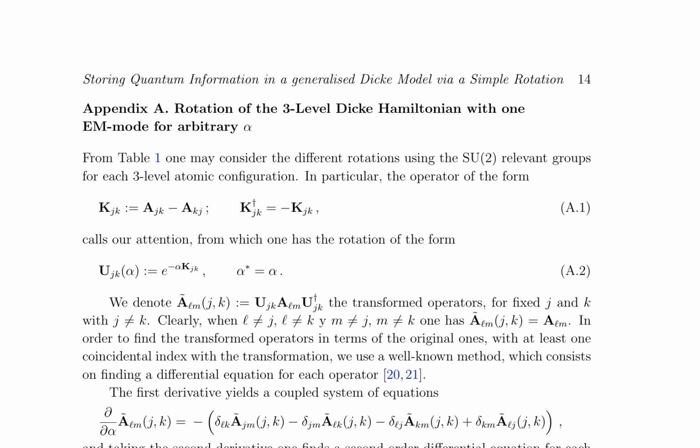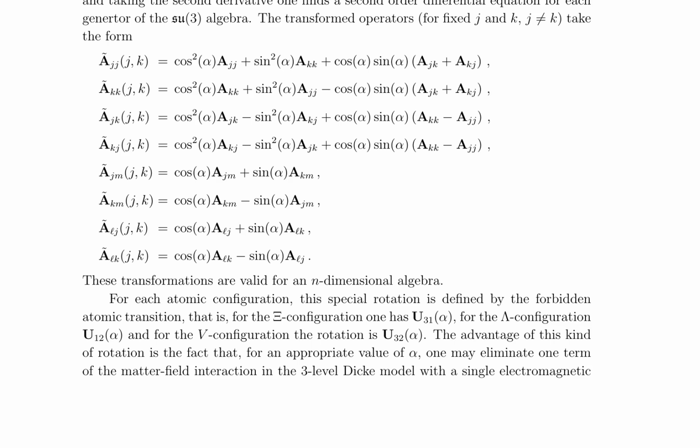The work is supported by the fact that, for an appropriate value of alpha, one may eliminate one term of the matter-field interaction in the three-level Dicke model with a single electromagnetic mode. This has implications for the storage of quantum information in such systems. The paper concludes with an acknowledgement of the support received from DGAPA-UNAM under Project IN100323 and provides an appendix detailing the rotation of the three-level Dicke Hamiltonian with one electromagnetic mode for arbitrary alpha.